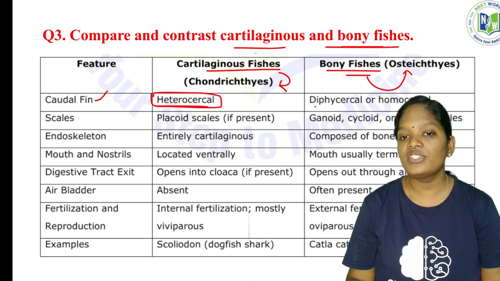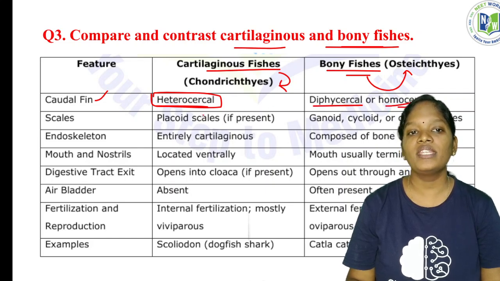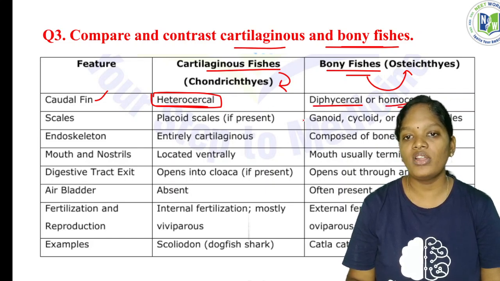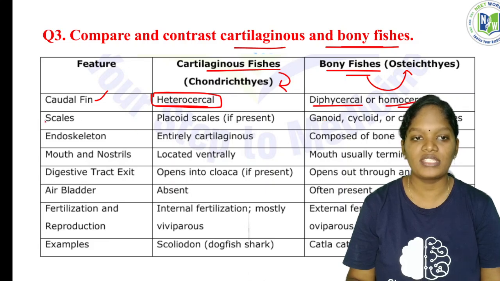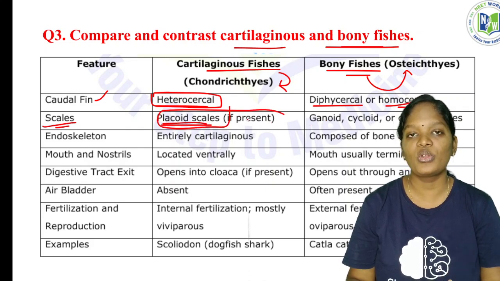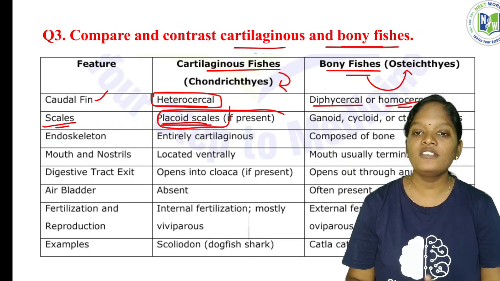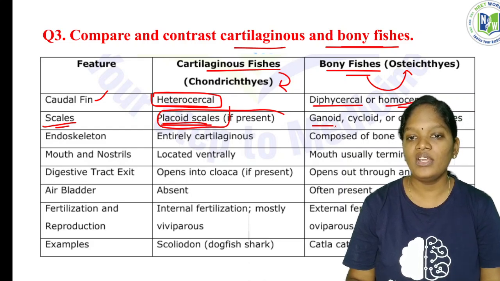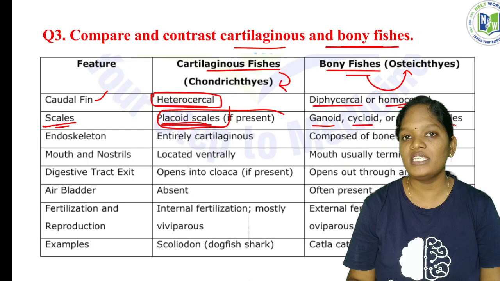Heterocercal, and in bony fishes it will be diphycercal or homocercal. So this is the caudal fin type in cartilaginous fishes and bony fishes. Scales: in cartilaginous fishes there are placoid scales, only one type, called placoid scales. In bony fishes, it will be ganoid, cycloid, or ctenoid scales.